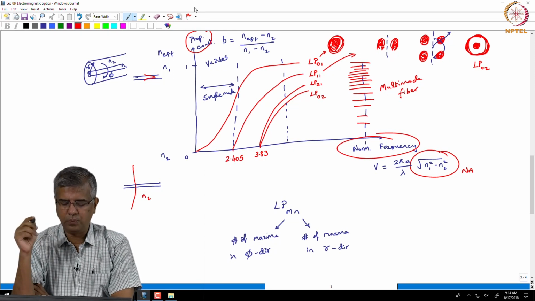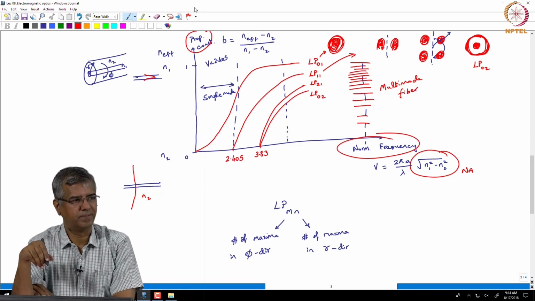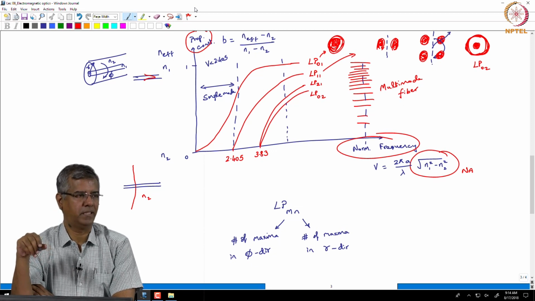Yes, very good point. The question is about polarization. How does this work out here? I did not mention what LP means here. In this case, LP means linearly polarized modes.